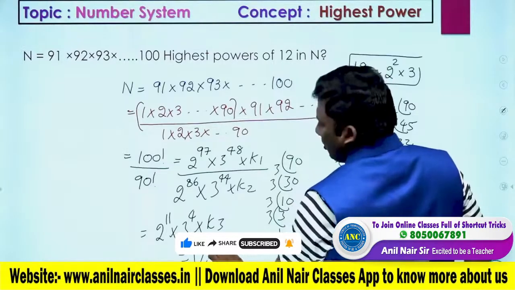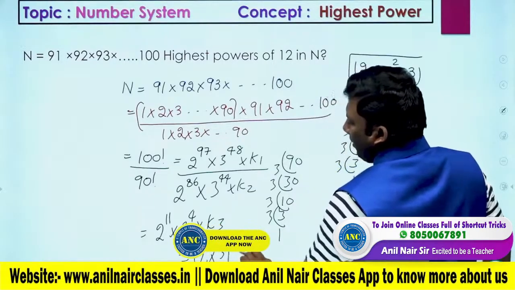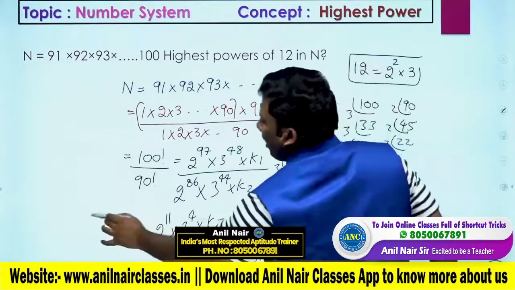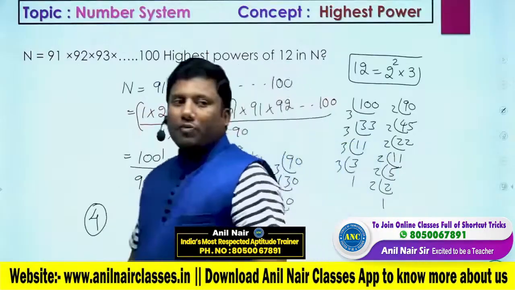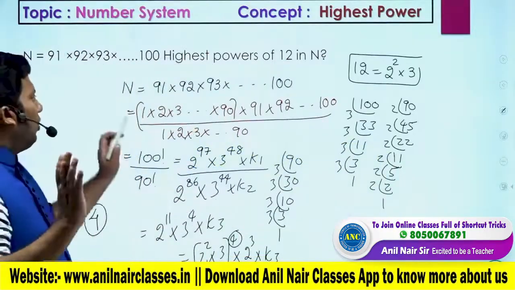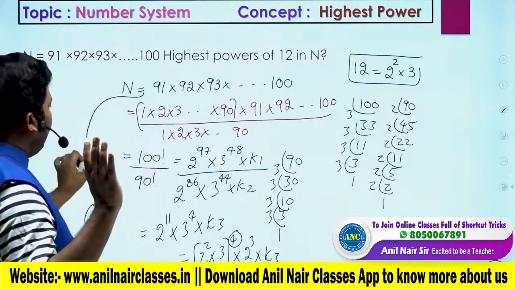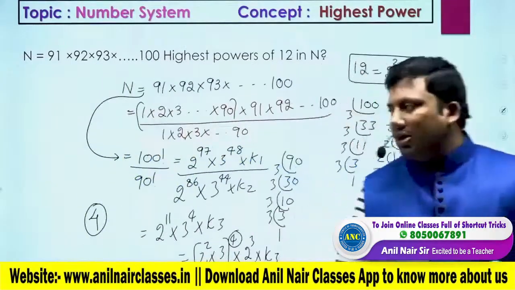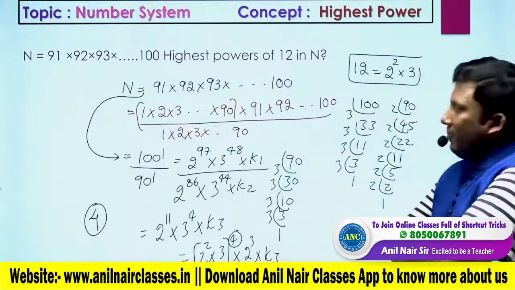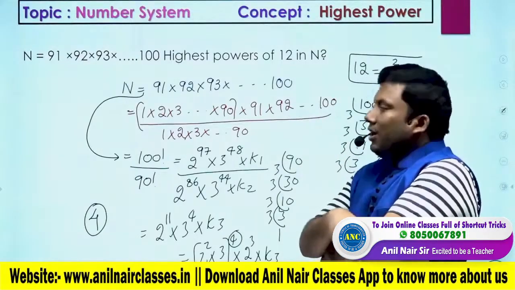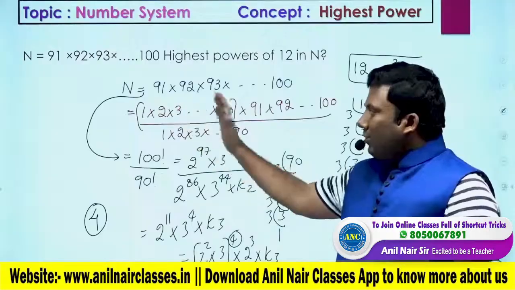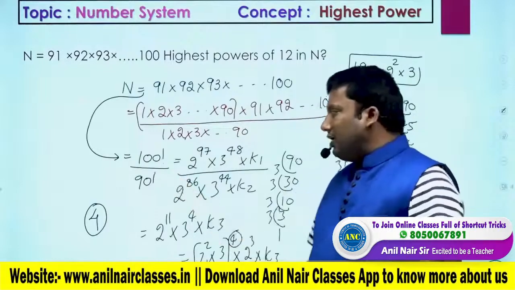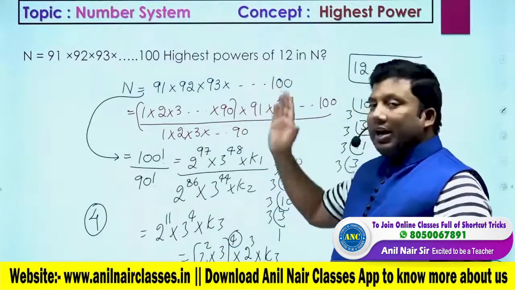I require 12. 12 is 2 square into 3, so it is 2 square into 3 power 4 into 2 power 3 into K3. 12 power 4. Answer for this question is 4. Only thing is, if the question is not in factorial format, convert it into a factorial format. 91, 92 till 100 is the product of all the natural numbers from 91 to 100. So I multiplied from 1 to 90 in numerator and denominator: 100 factorial by 90 factorial. In 100 factorial, I require 12.